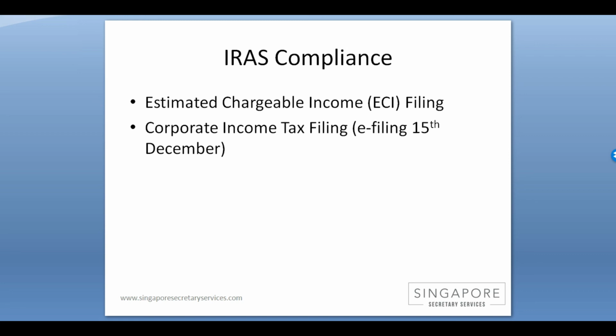What happens is that if you close your financial year in 2019, you will only need to file your corporate income tax by 15th of December 2020, which is the following year. So for every company that closes the financial year in 2019, your corporate income tax filing will be in 2020. If you close your financial year in 2020, you have to file your corporate income tax by 2021.